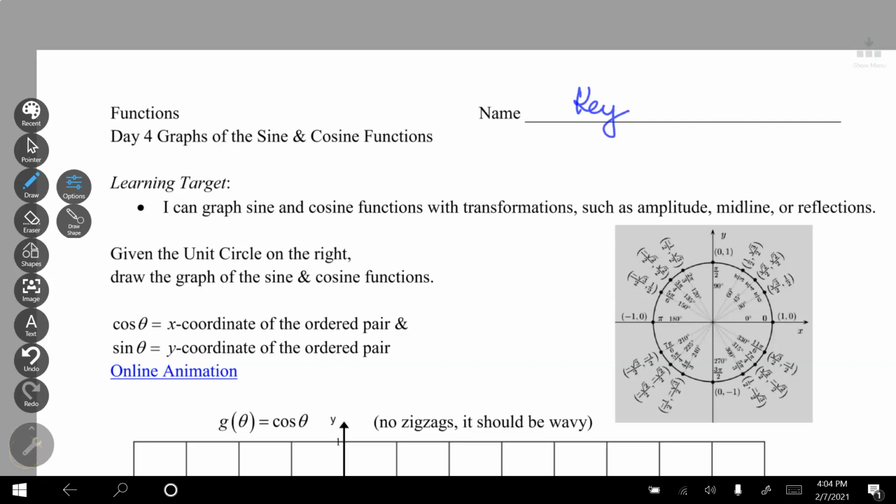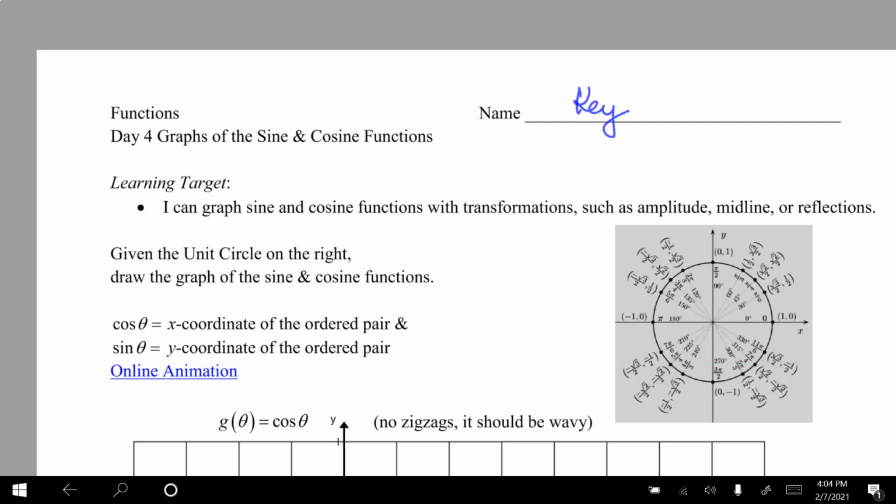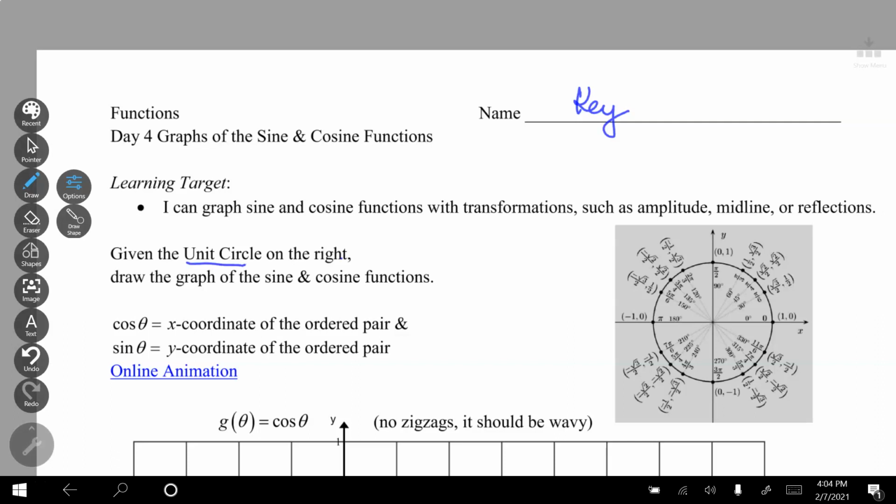Okay, welcome to day 4, graphs of sine and cosine. We're going to take everything we've been doing the last few days with the sine and cosine functions, and we're actually going to make a graph. One major thing that we're going to do is that on our graph, our input will not be degrees, it would always be radians. And we're going to use a unit circle here on the right.